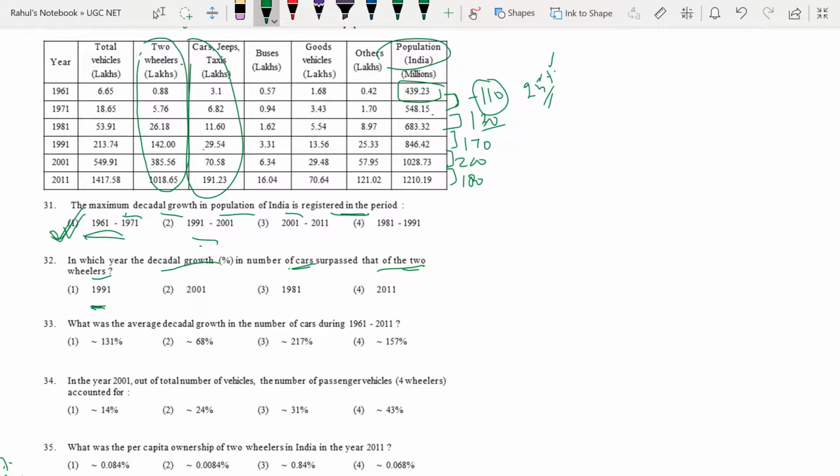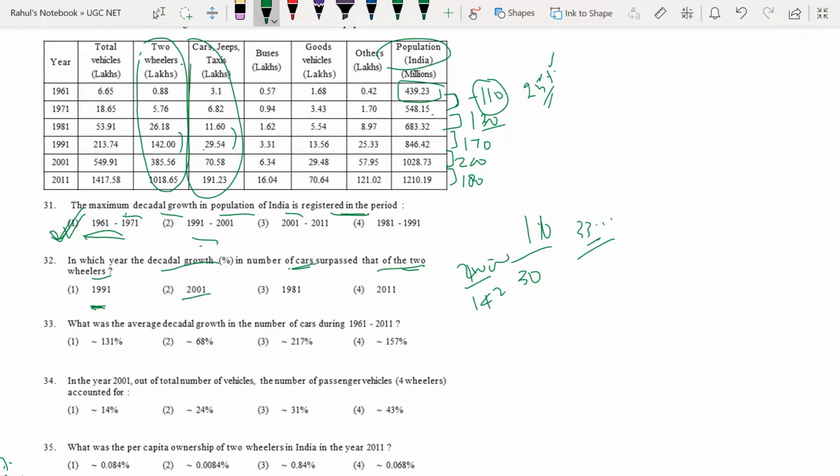In which year decadal growth? Decadal growth means 11 to 30, I can make it like that. Okay, 10 to 30 means around 33 point something growth is there, and here 26 to 142, so 100. Okay, so decadal growth is much more here. Okay, 142 minus 26, around 106. So here much more growth.